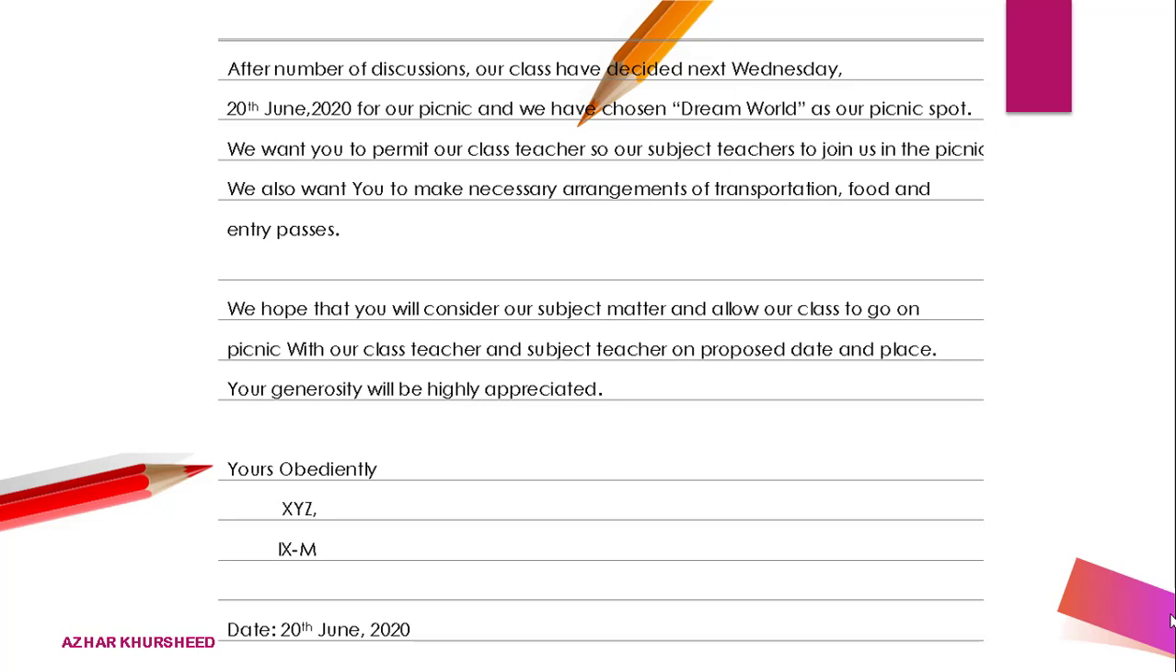Let's suppose you're writing an application to a manager. Obviously, you're not obedient to them. You're not a student of theirs. So you can write yours faithfully. As we're writing an application to the headmaster, which is an organization, and you're a student in that organization, you write yours obediently. It can be anything. It's not necessary. XYZ, student 9th M, then skip a line, then write the date line, and then you are done with an excellent application.